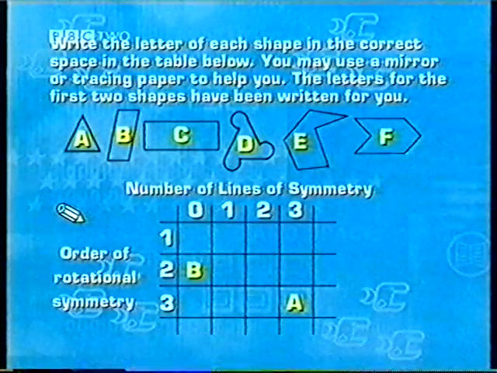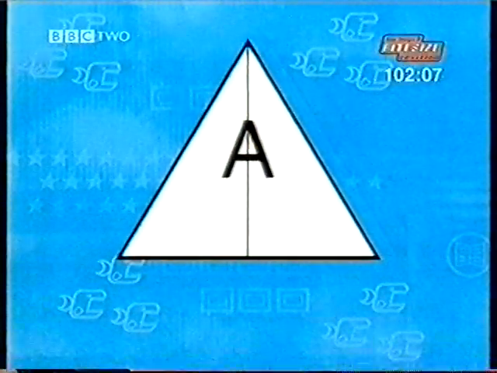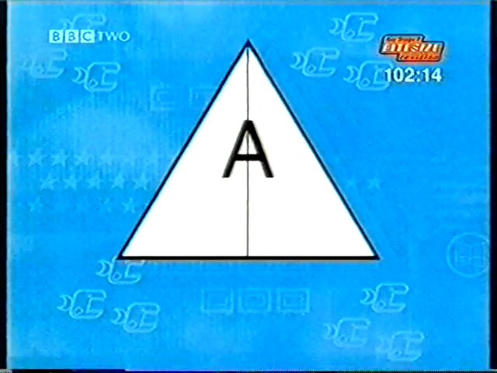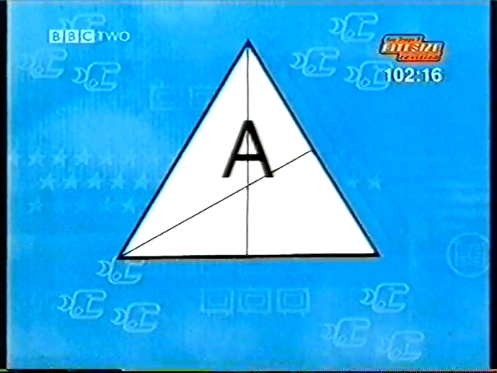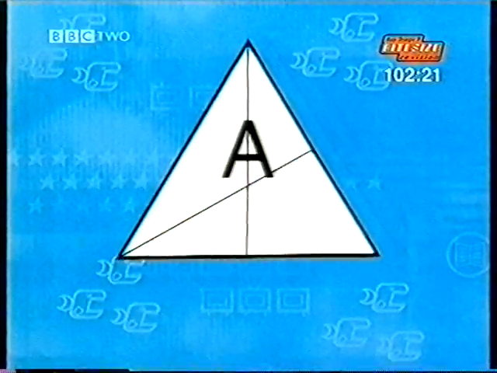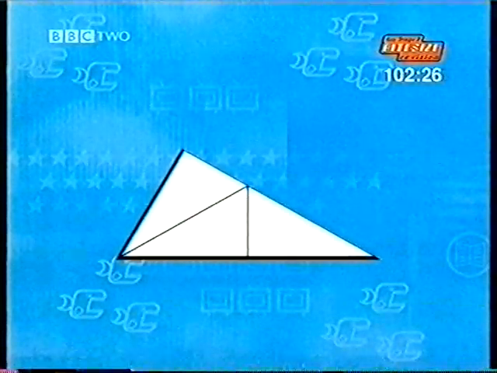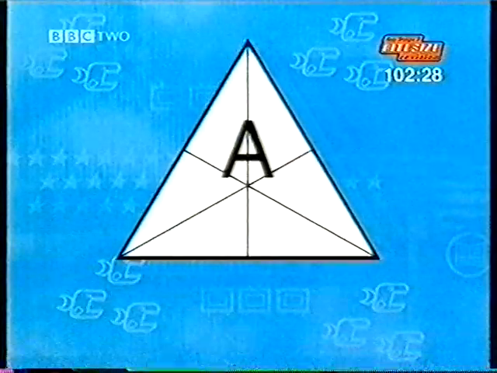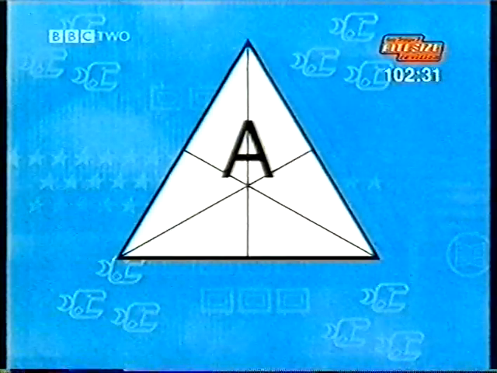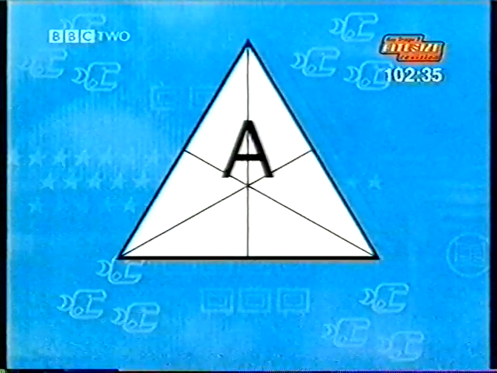Look at shape A first, the equilateral triangle. You can draw a line here and fold it so this half of the shape fits exactly over the other half of the shape. You can also draw a line here so that this half fits exactly over this half. And finally, you can draw a line here so that this half fits exactly over this half of the shape. There's no more lines you can draw to mark reflective symmetry. So the equilateral triangle has 3 lines of symmetry.